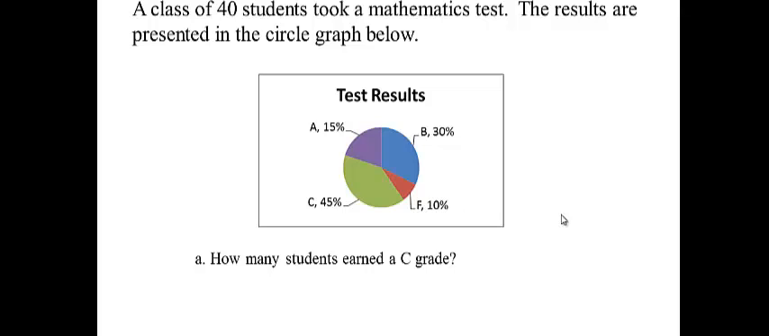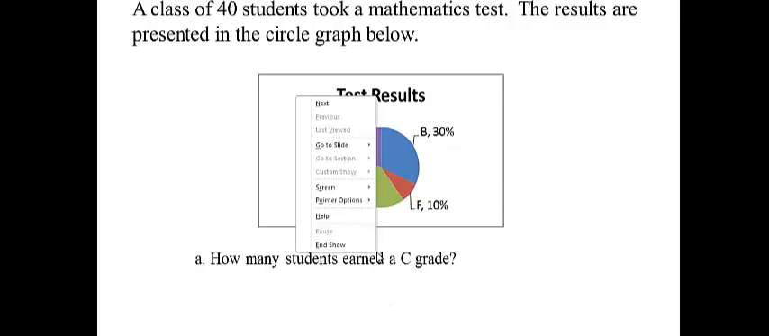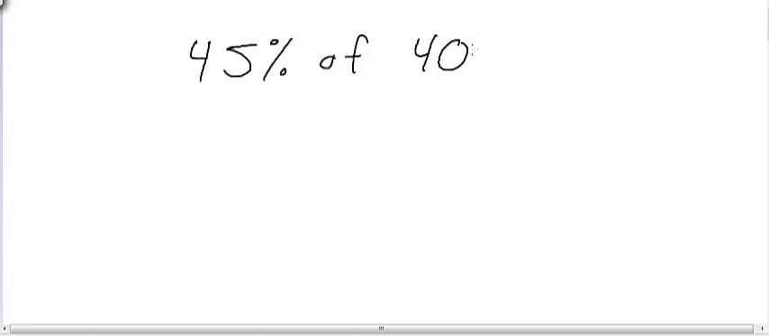Since we're looking at C grade, our graph tells us 45% of students got a C grade. So we need to figure out what is 45% of 40 students. So I need to figure out what is 45% of 40 students.